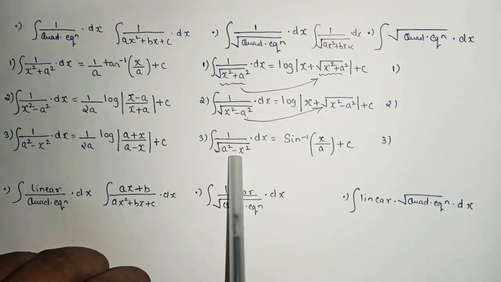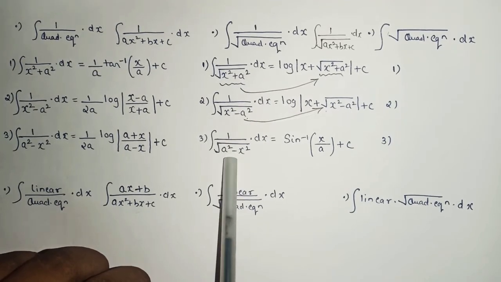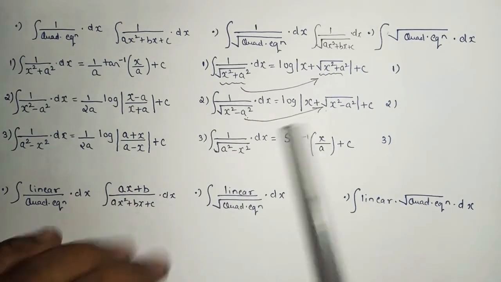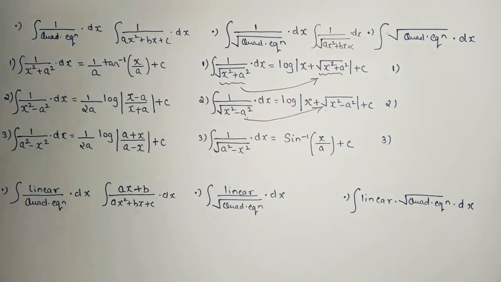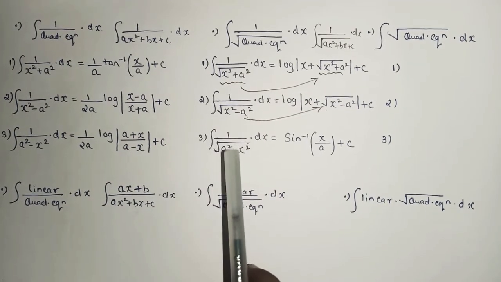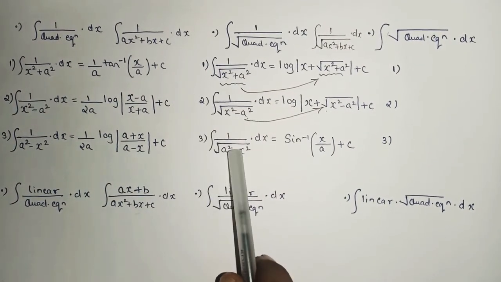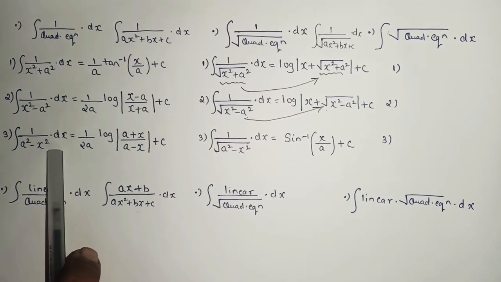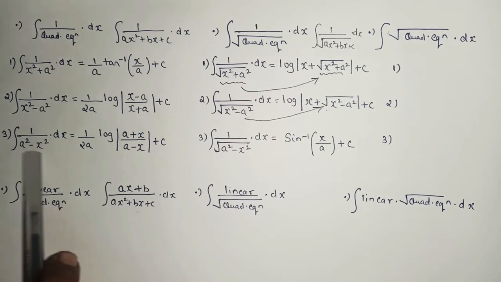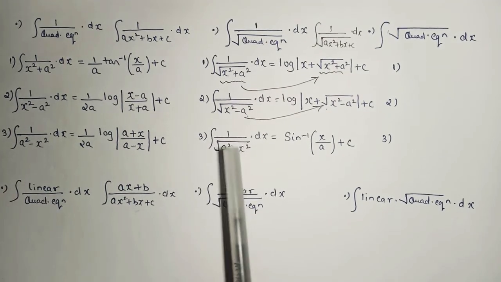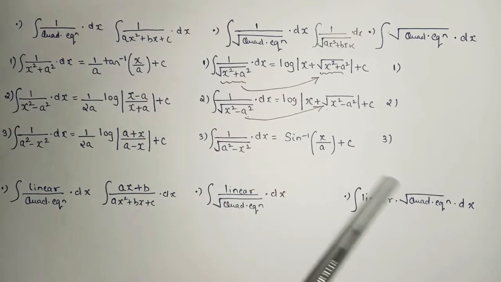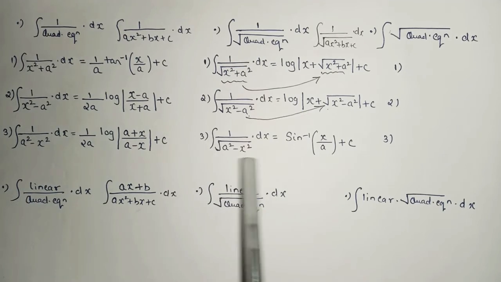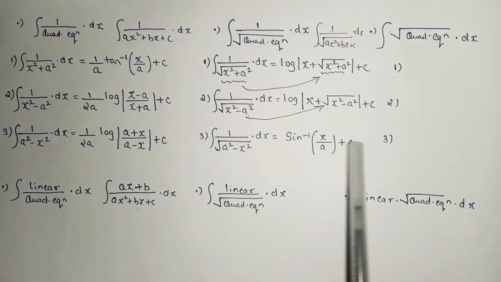The third formula you have to apply whenever the symbol of x square is negative. Remember this: whenever the symbol of x square is negative, straight away you have to apply the third formula, same as we did in type number 1A. Here also the same, whenever the question itself has a negative symbol of x square, you have to apply the third formula. So the third formula is sine inverse x upon a plus c.